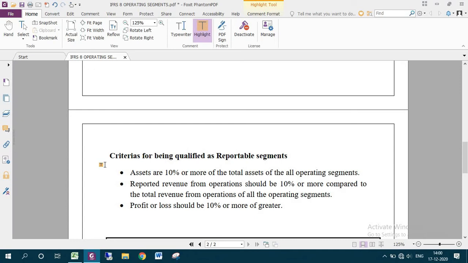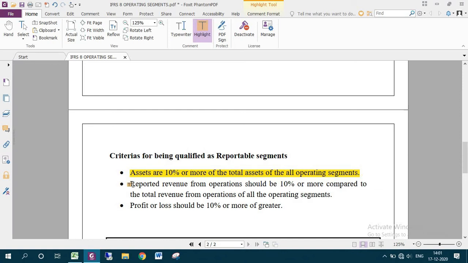If any one of the criteria is met, then we can classify an operating segment as a reportable segment. So these are the criteria for being qualified as a reportable segment. Assets are 10% or more of the total assets of all the operating segments. So the segment should be holding assets which are 10% or more of the total assets of the operating segments of the company.